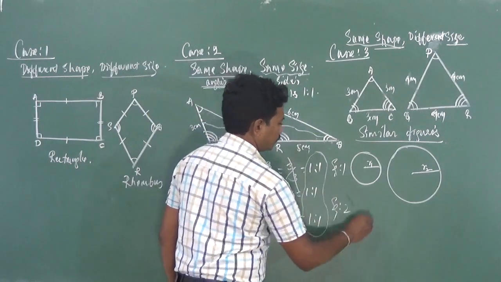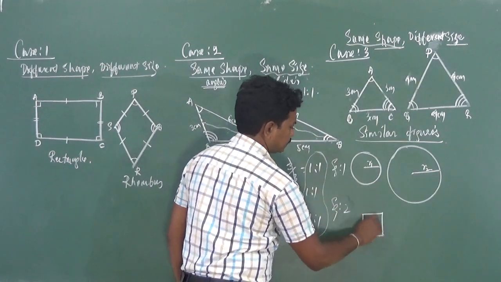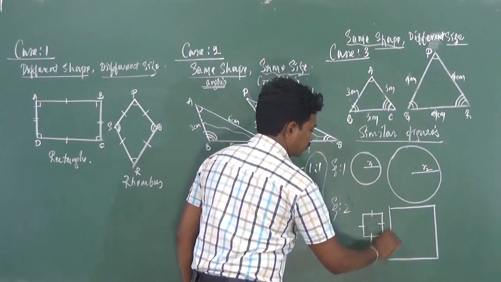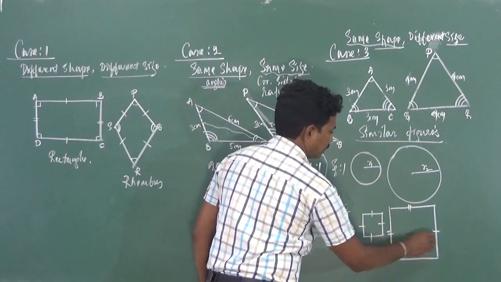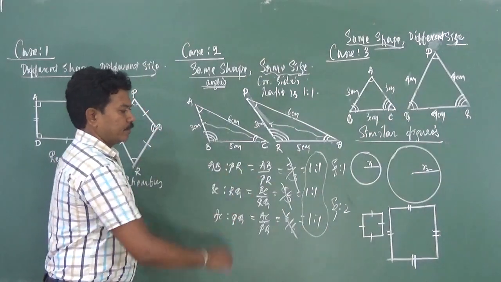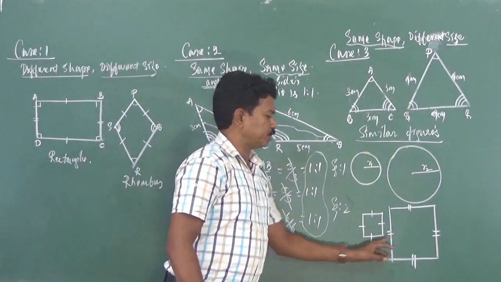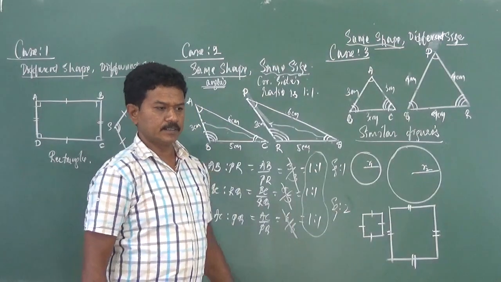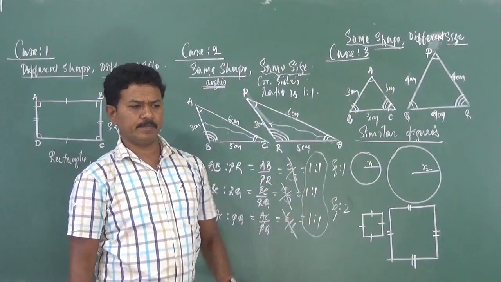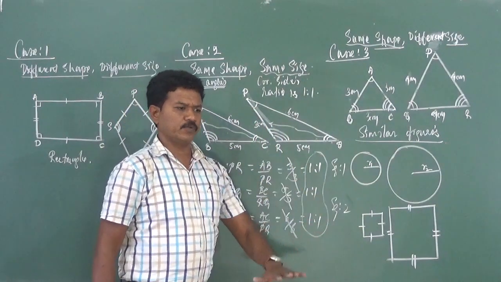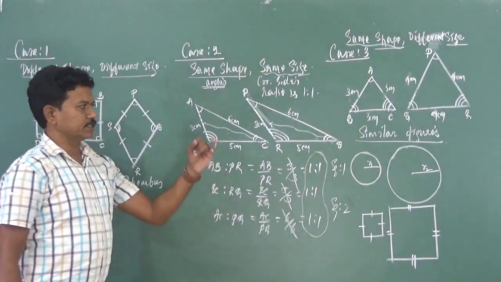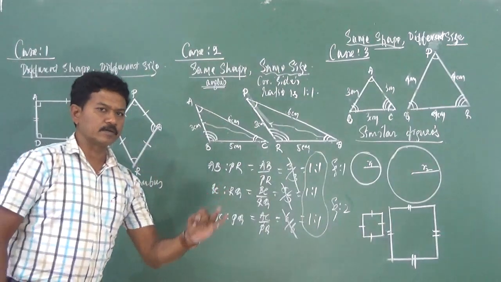Let us go with example 2. Let us take a square. All 4 sides are equal. I will take another square. In this square also all 4 sides are equal. In the case of 2 squares, they have the same shape but different sizes. Take any 2 different squares, they will have the same shape but different sizes. Therefore, 2 squares are always similar. 2 circles are always similar. 2 squares are always similar.